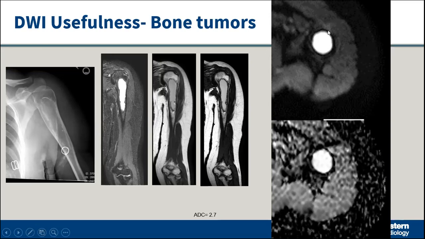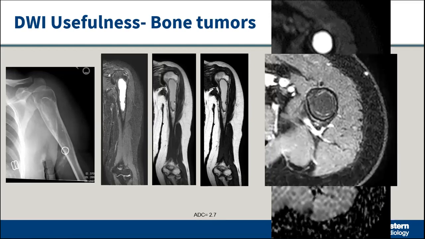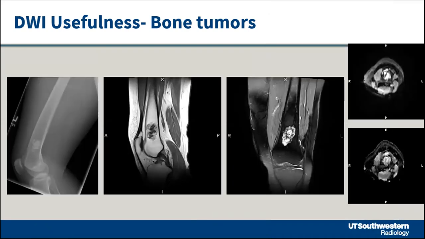So here you can see on the DWI, it's a bright lesion. ADC is completely bright, it's fluid. So this is a simple bone cyst, very easy. The ADC value of fluid is anywhere from 2.5 to 3. So here you have 2.7, a benign tumor. And then obviously contrast was done because a tumor was suspected, and you can see just peripheral enhancement, very easy.